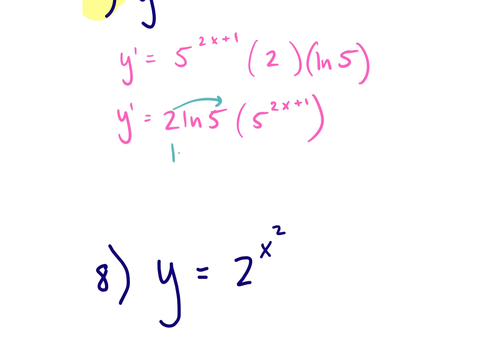So this is technically the ln of 25. 5 squared would be 25. So these would be the same thing. Again, you don't have to simplify it this far. You could leave it as 2 times the ln of 5. But just to show you guys another way of simplifying.